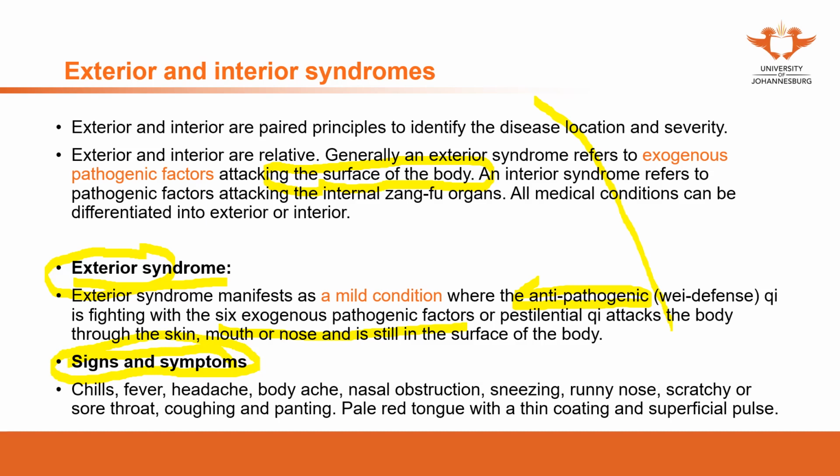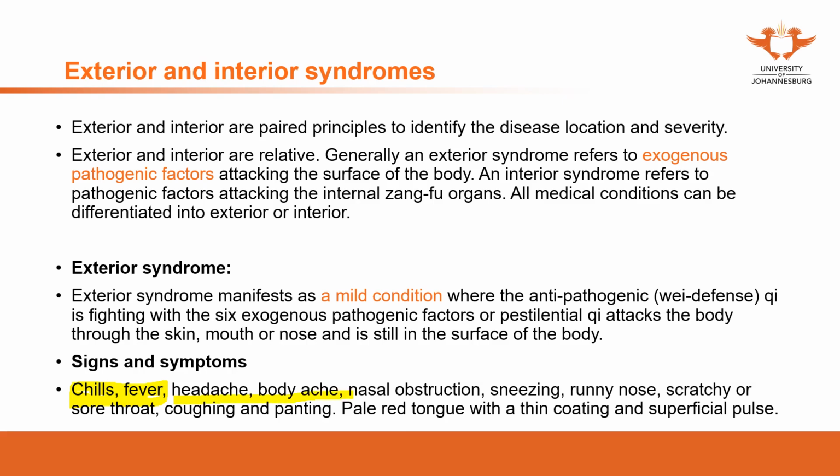So in a test or in your assignments, you might be asked to explain why the patient will have chills, why fever, why headache or body ache. So you need to learn how to explain these manifestations. For the explanation you can also refer to the textbook's analysis. The chills and fever are because the antipathogenic qi is fighting at the superficial level, so the patient will have fever and chills, or aversion to cold.